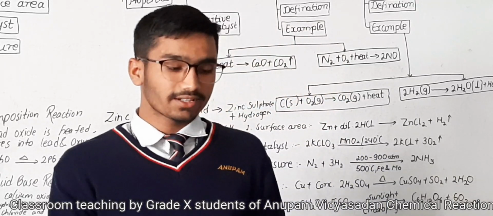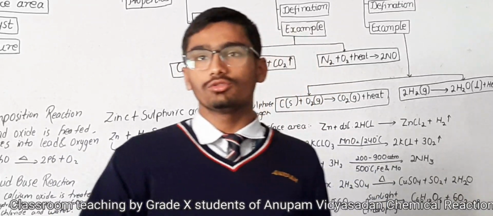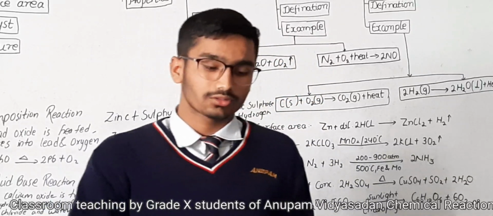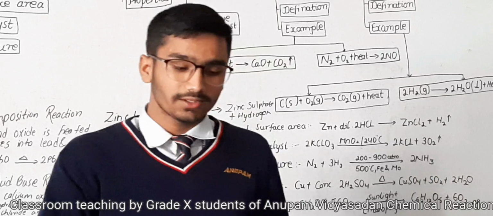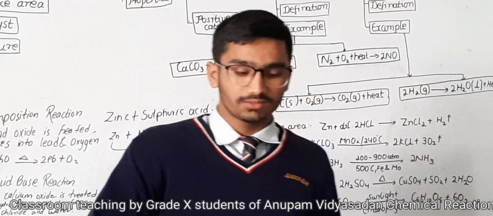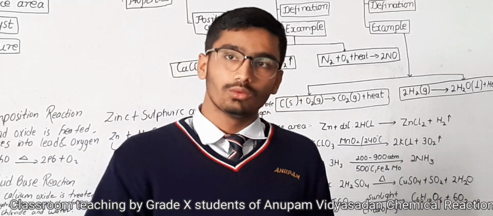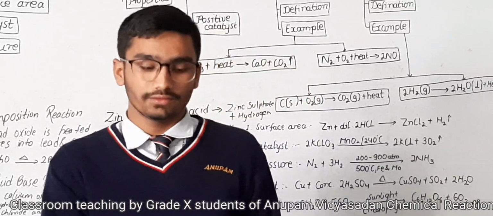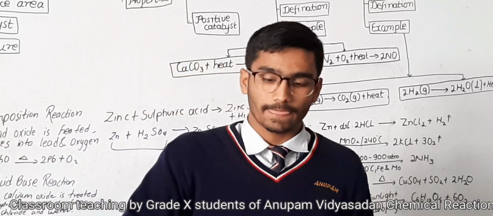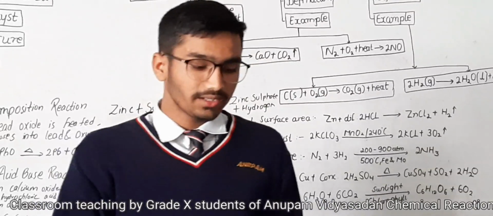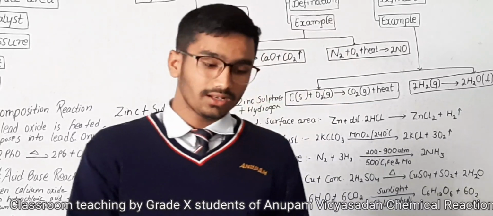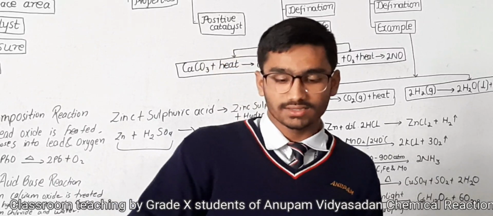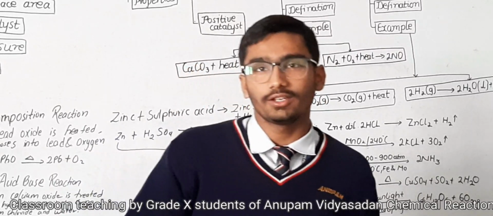Now, double displacement reaction. The reaction in which two or more compounds react together to form another compound by mutual sharing of their ions is called double displacement reaction. For example, when a solution of silver nitrate is treated with a solution of sodium chloride, a white precipitate of silver chloride is formed, and the chemical reaction of that is AgNO3 plus NaCl gives AgCl plus NaNO3.